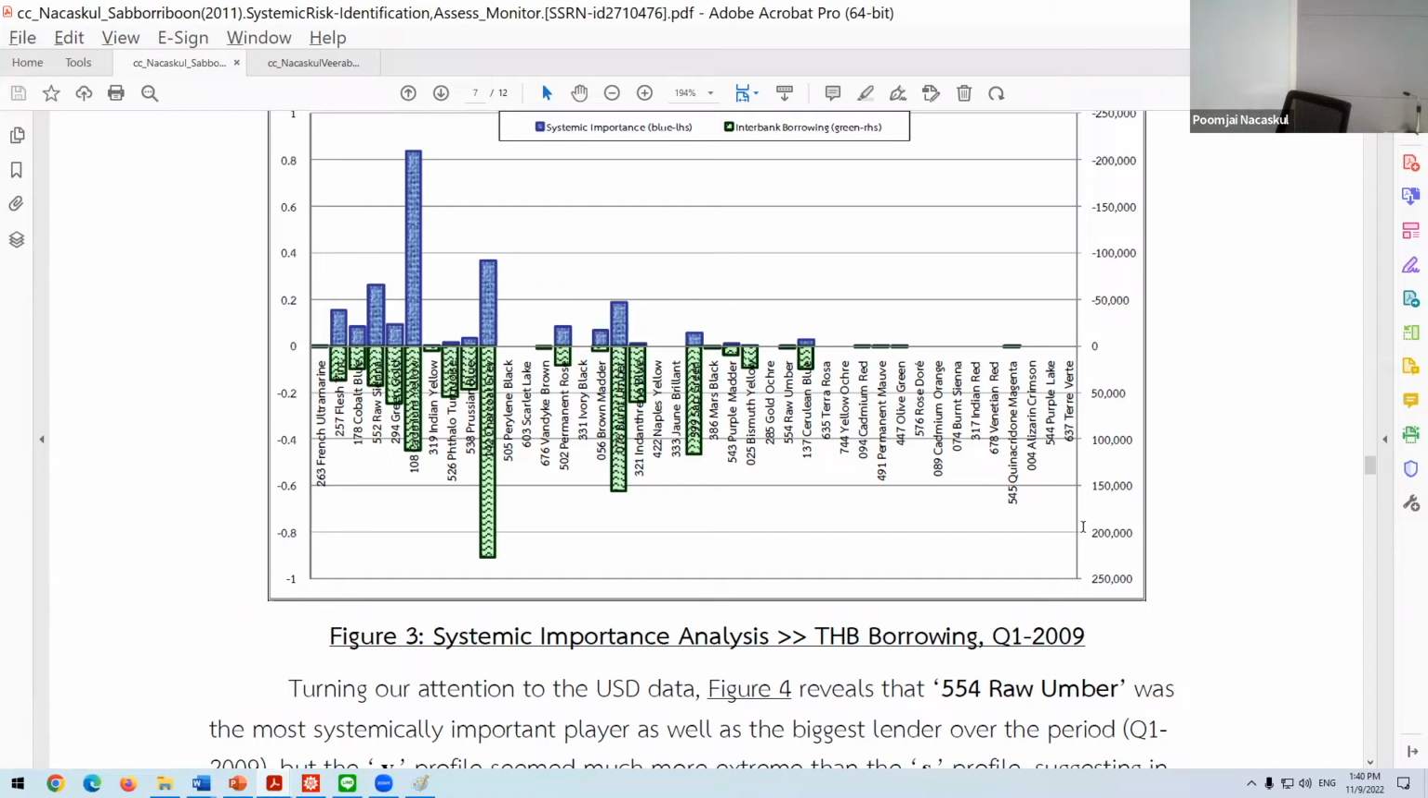Traditionally, if you want to say who's important, imagine, look at this. Which one do you think is the most important? From the green side, which is the most important bank? 1, 2, 3, 4, 5, 6, 7. It's this guy, right? It turns out that in terms of volume, analogous to degree, this guy is important.